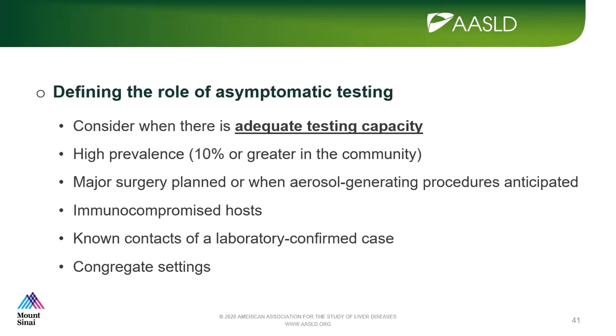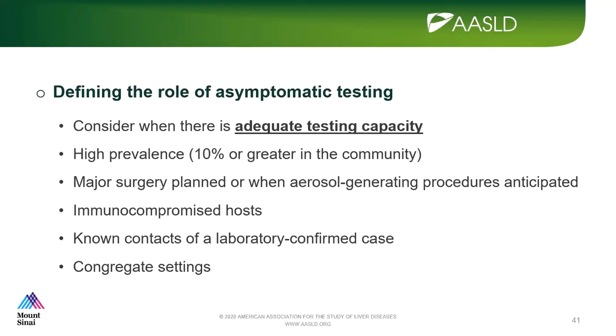Next. And I think we're all struggling. How do we deal with asymptomatic patients? So there is now a consideration to think about asymptomatic testing when you have adequate testing capacity. When there's a high prevalence in the community, you may do admission testing or anytime someone comes to healthcare. This is currently defined as 10% or greater in the community.